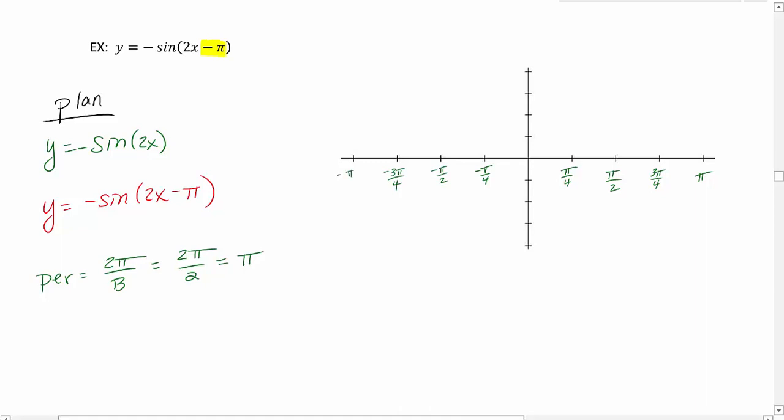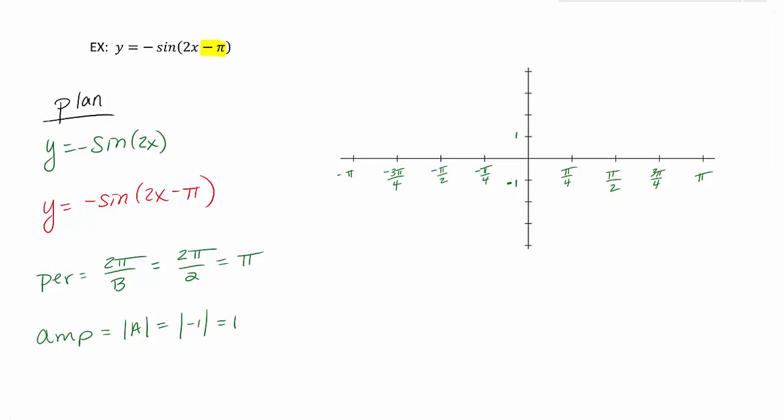Next, we want to identify our amplitude. Our amplitude is equal to the absolute value of A. A is negative 1 this time. So our amplitude is 1, letting us know our max and minimum height. And now we're ready to graph our green graph.